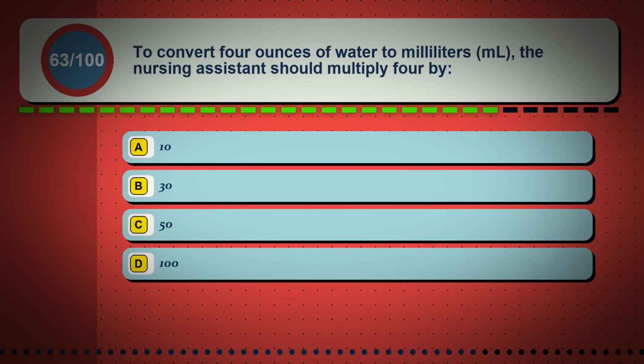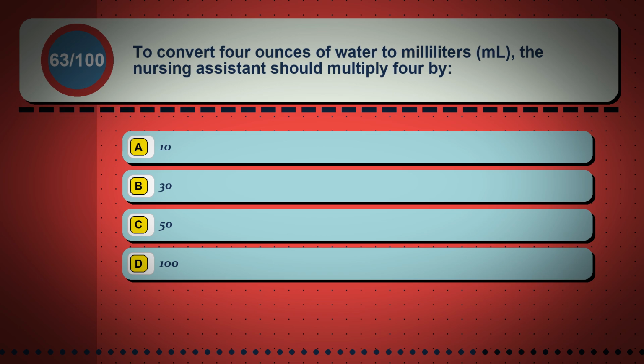Question 63. To convert 4 ounces of water to milliliters, ml, the nursing assistant should multiply 4 by: Option A, 10. Option B, 30. Option C, 50. Option D, 100.